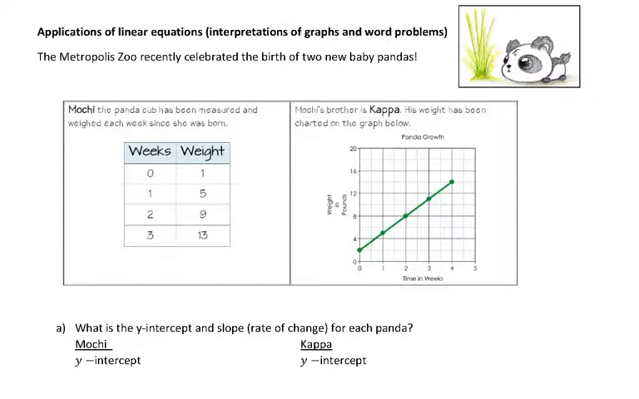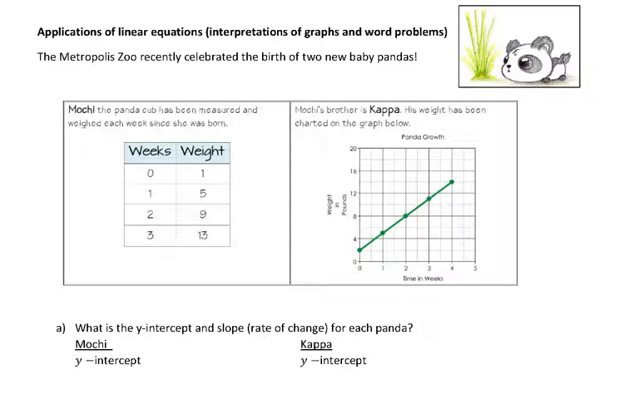Okay, so let's do an application. This one says the Metropolis Zoo recently celebrated the birth of 2 new baby pandas. So here's some information about the pandas, and notice that the information is presented in 2 different ways. It says Mochi, the panda cub, has been measured and weighed each week since she was born, and they're giving us our information in a table.